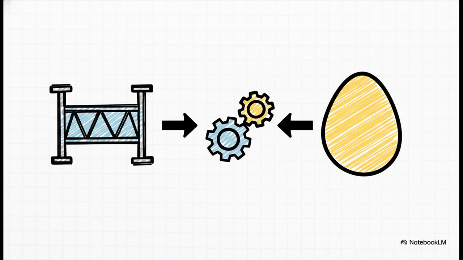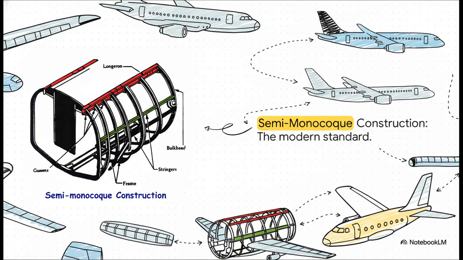Clearly, the pure skeleton was too heavy, and the pure eggshell was too fragile. The perfect solution had to be somewhere in the middle. So engineers brilliantly combined the best of both worlds. And that brings us to this, semi-monocoque construction. This is the gold standard for pretty much every modern aircraft.